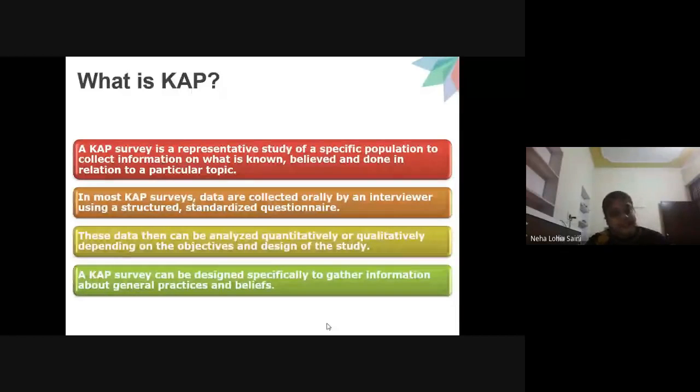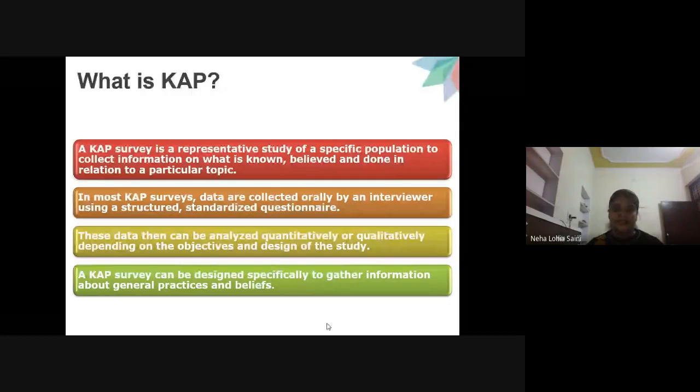There are some questions where you can have answers in numbers, or you can code your alternatives or options in numbers, so that you can analyze your data quantitatively. Qualitatively, you can take some views and comments from open-ended questions and analyze them qualitatively. Then a KAP survey can be designed specifically to gather information about general practices and beliefs.